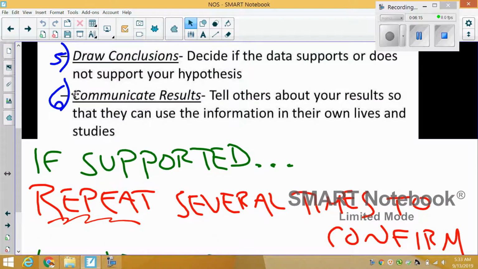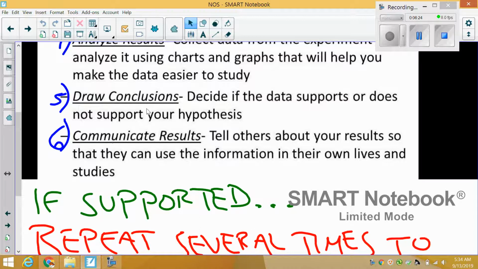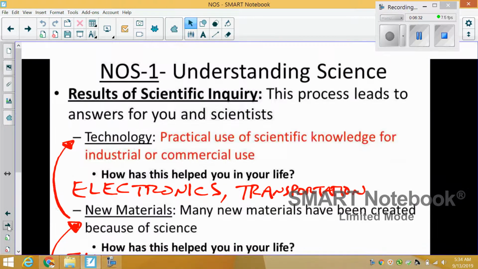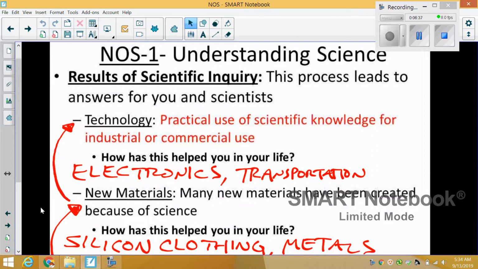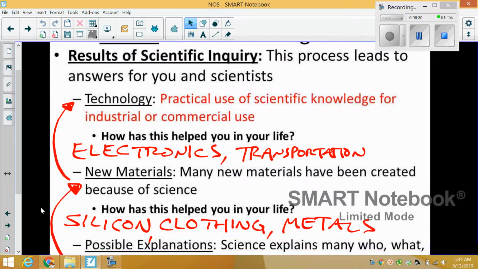After you've finished your experiment and repeated it several times, then you can communicate your results and report that to other people. Scientists, this is a very important part of science because the scientific community likes to check and learn about new findings, and then other scientists would want to repeat this experiment as well. So science happens all the time, and there are things that result from it.